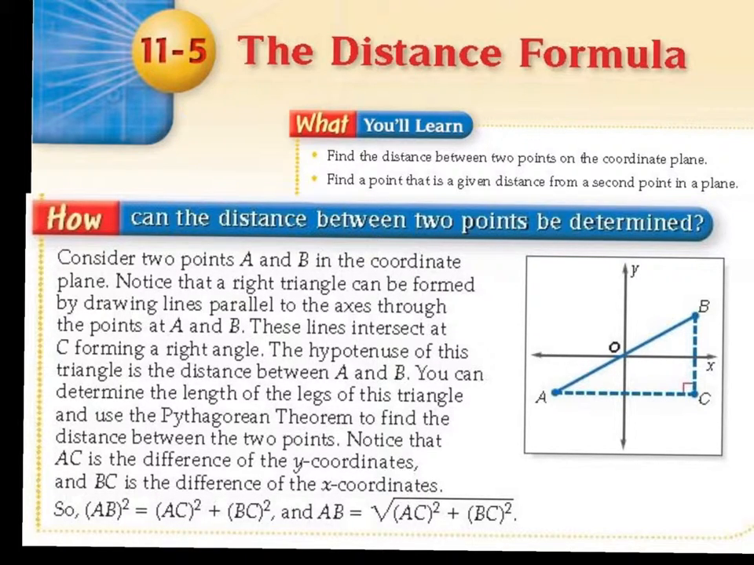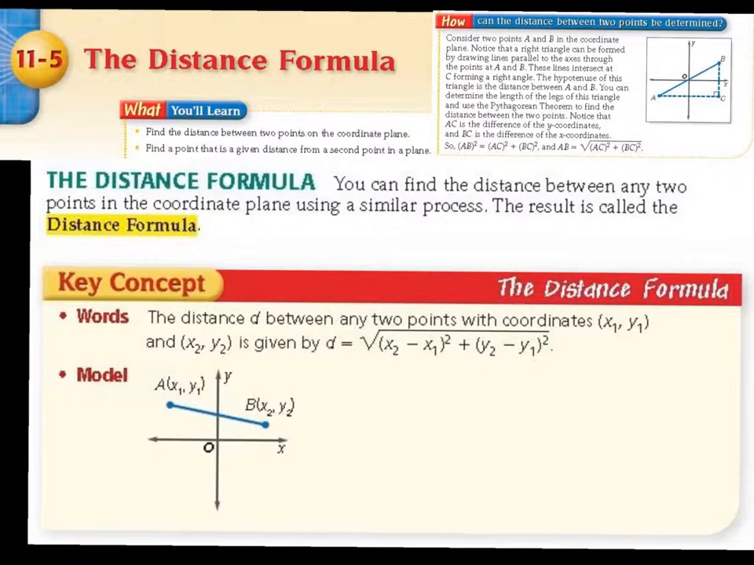between the 2 points. Notice that AC is the difference between the y coordinates and BC is the difference of the x coordinates. So AB squared equals AC squared plus BC squared. And AB equals the square root of AC squared plus BC squared. You can find the distance between any 2 points in the coordinate plane using a similar process. The result is called the distance formula.